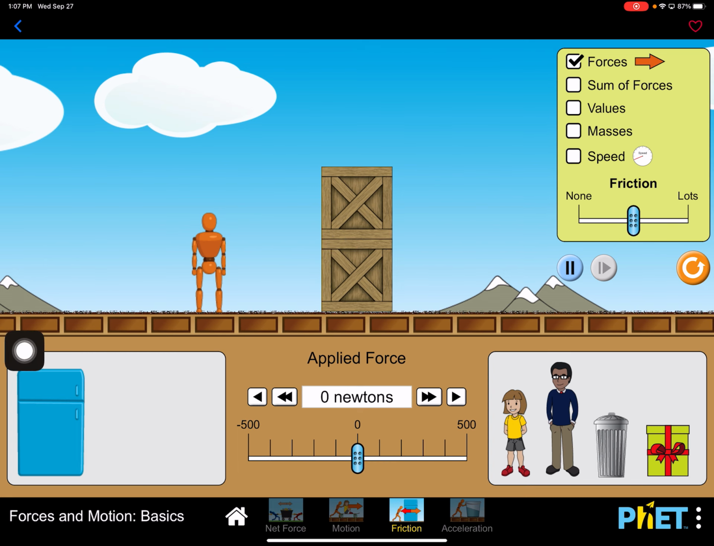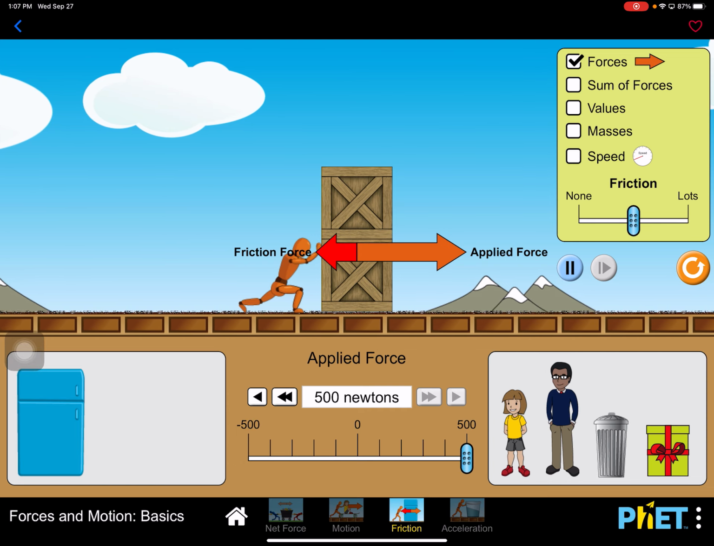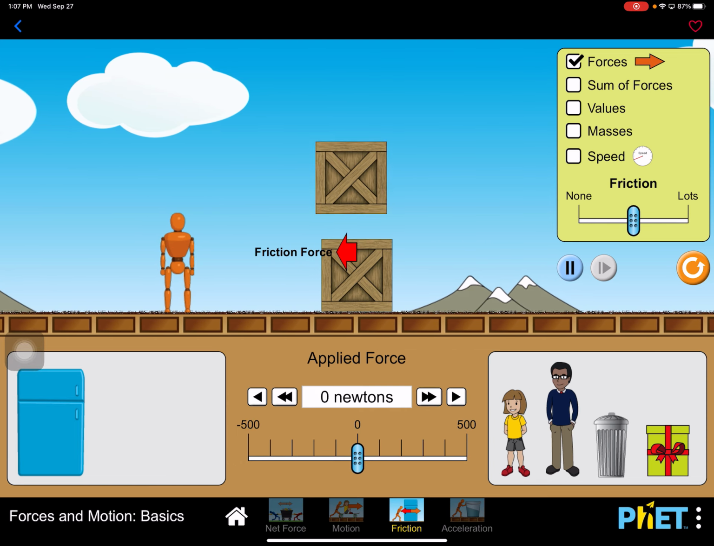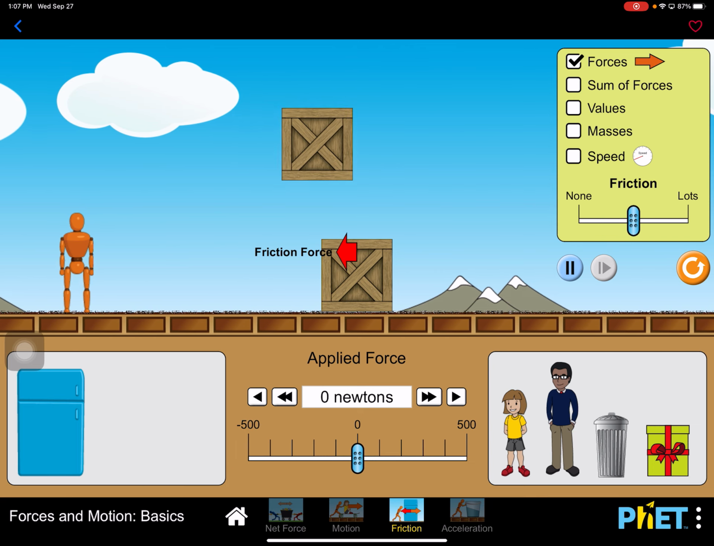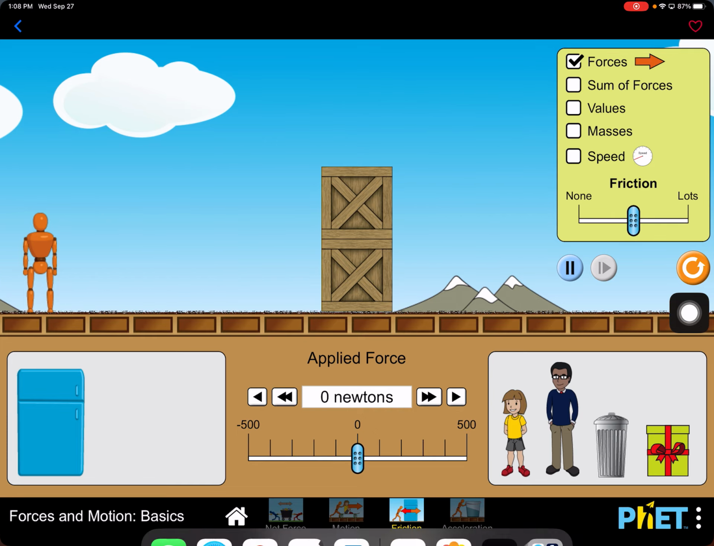The surfaces didn't change, but the friction force increased. The weight of the object is acting this way, and the normal force will be in the opposite direction. So the friction force, it turns out, will be proportional to the normal force. We'll see all of that.